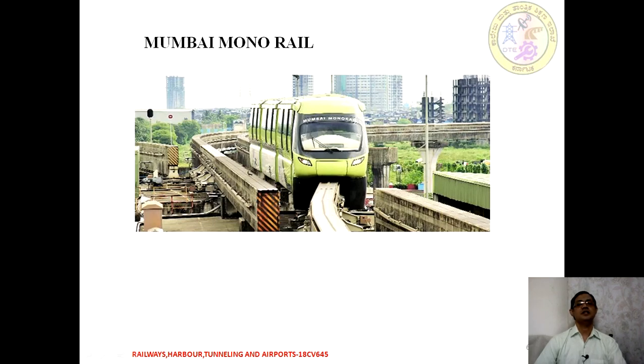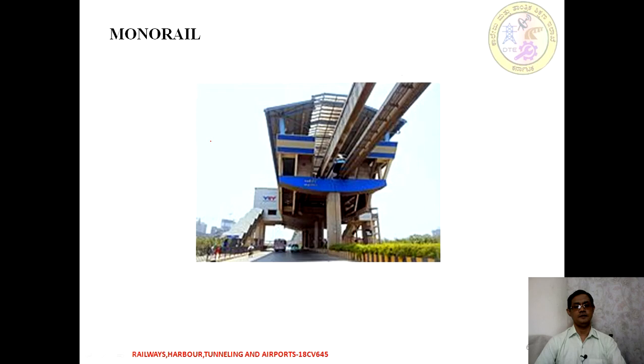So this is an image that shows the Mumbai monorail. Try to see that depending upon the direction changes, a single line or single rail is provided upon which the movement is going to take place, that is called a monorail. So this is a monorail station in Mumbai.